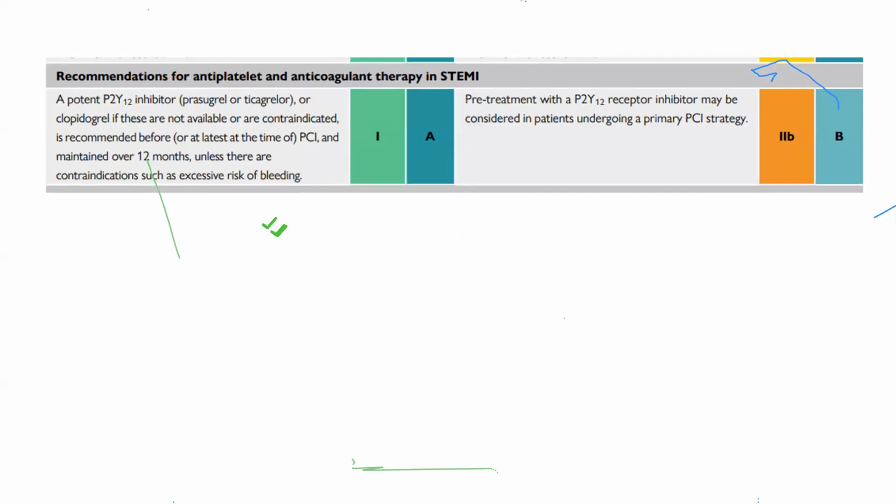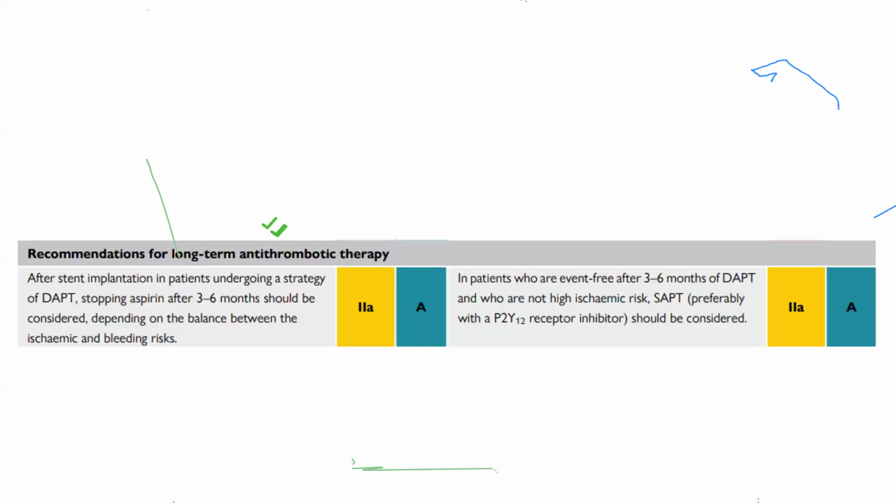Recommendations for antiplatelets and anticoagulation therapy in STEMI. So the old guidelines said a potent P2Y12 inhibitor, prasugrel or ticagrelor, or clopidogrel if they are not available or contraindicated, is recommended before or at latest at the time of PCI and maintained over 12 months unless there are contraindications such as excessive bleeding. Now, pre-treatment with a P2Y12 inhibitor may be considered in patients undergoing primary PCI. That is a 2B from the 1.